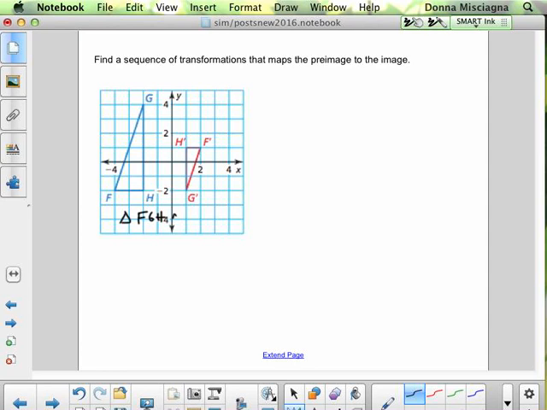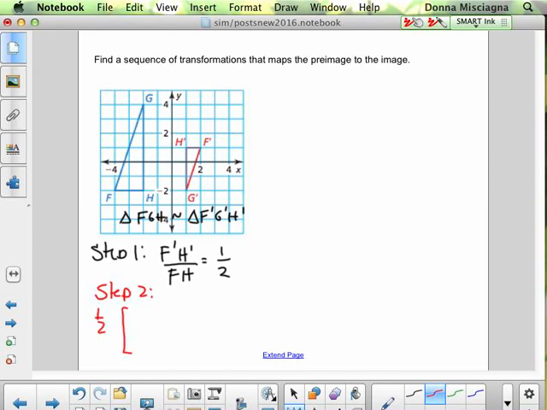All right, and triangle FGH is similar to triangle F prime, G prime, H prime. Let's figure out our scale factor. So that is step 1. And let's use FH. So F prime H prime over FH would be, F prime H prime is 1, and FH is 2, and that's our scale factor. We could also use GH and G prime H prime, and we'd still get 1/2. And let's do step 2, our dilation. So 1/2, and then times your pre-image, the one without the prime mark, so FGH.